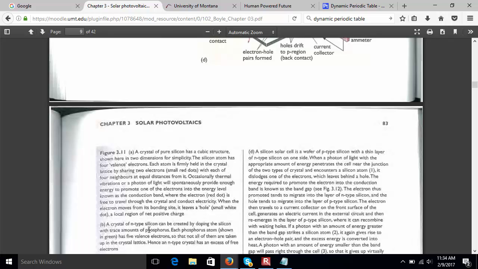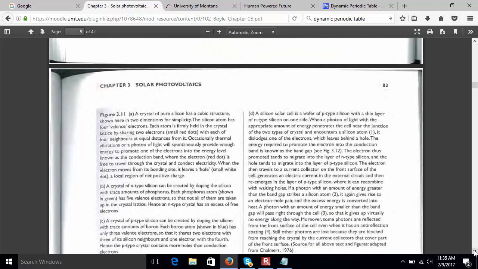So B has phosphorus in it. Each phosphorus atom shown in green has 5 valence electrons. Not all of them are taken up in the lattice, and that's the N. So that extra electron causes the N, or the negative. And in C, that's boron.